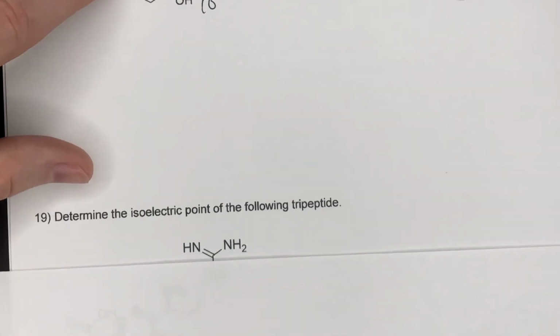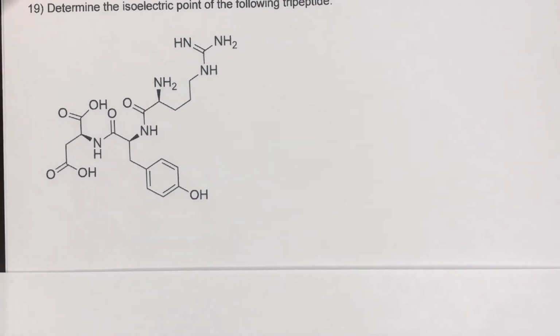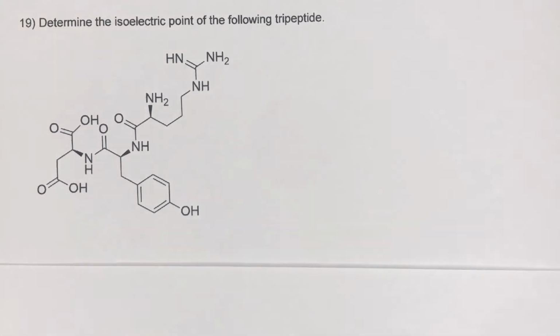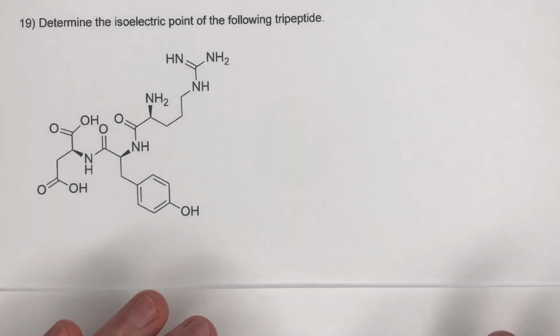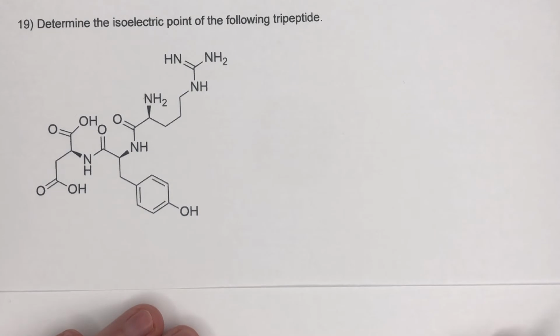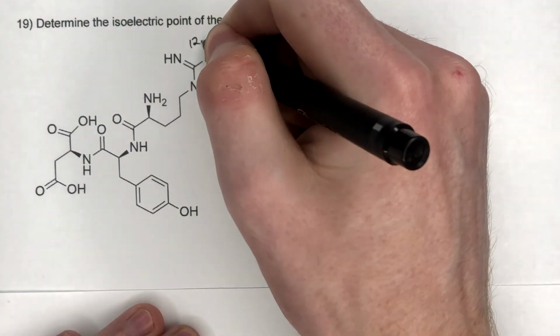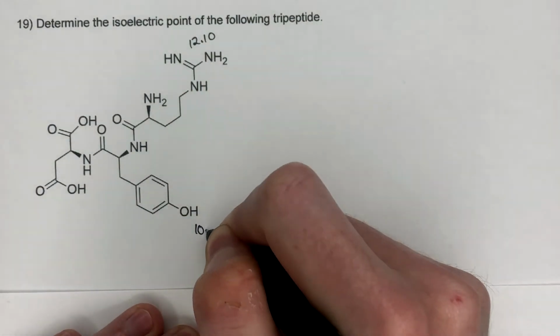Move on to our next one. Now we are asked to determine the isoelectric point of the tripeptide. So similarly, you need the exact values to do the isoelectric point correctly. So we look at arginine, this is 12.1, the side chain, tyrosine's 10.10.